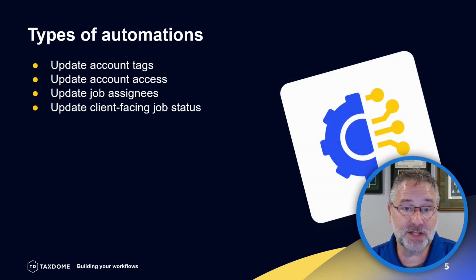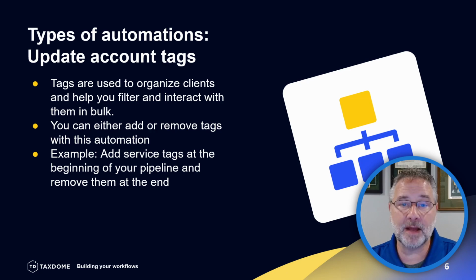Update account tags, update account access, update job assignee, update client-facing status. Now, all of these help you keep things running smoothly without moving a finger. So let's go through how all of these will impact your business. Tags are the labels you use to organize your clients. They're also what allows you to easily find different groups of clients and interact with all of them all at once through our bulk actions.